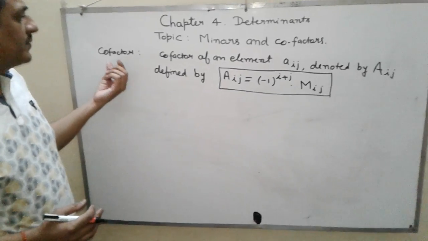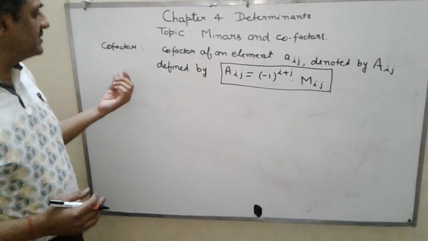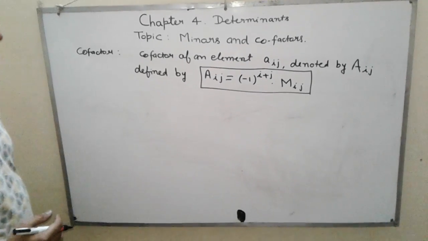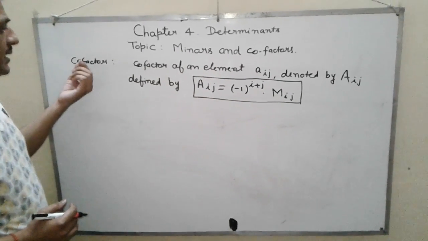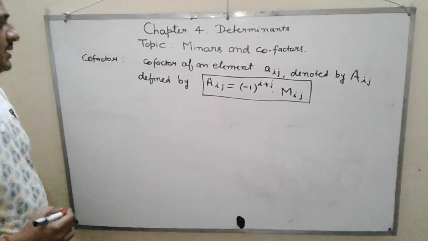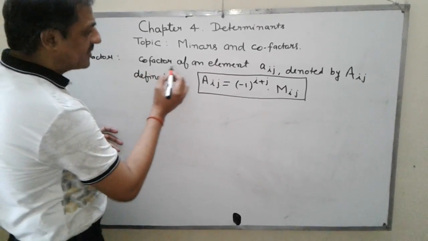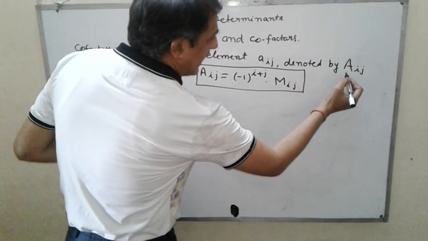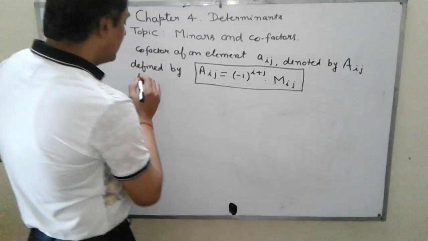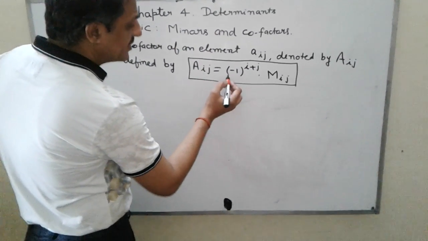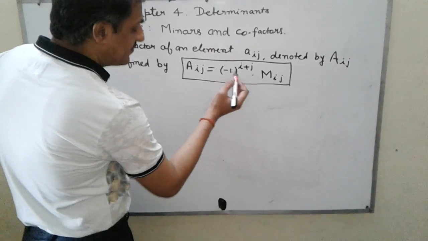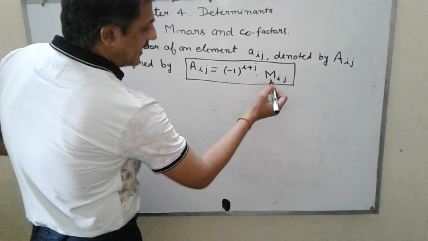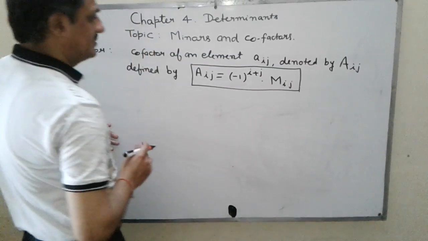After the definition of minors, now I am taking the term cofactor. First of all, we are going to define the term cofactor. According to this definition, the cofactor of an element Aij, denoted by capital Aij, is defined by capital Aij equal to minus 1 to the power of the sum of i and j, into Mij. Here Mij stands for minor.